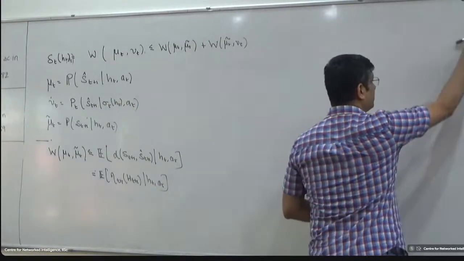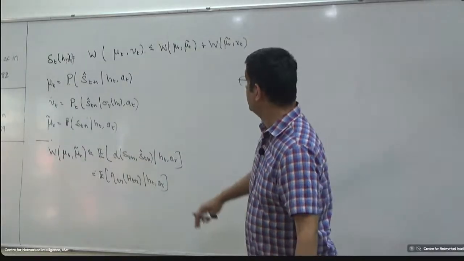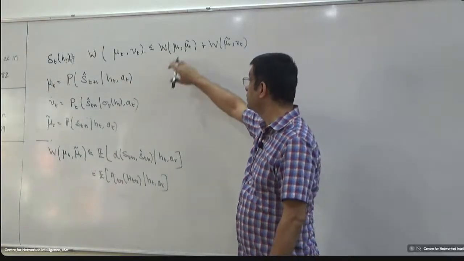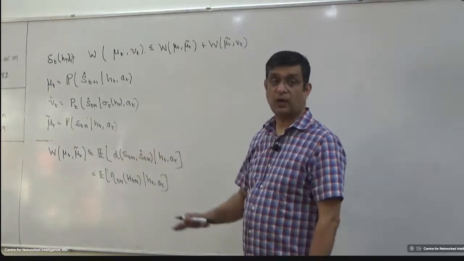Again, I'm not giving the proof of this. The proof is straightforward, but it relies on the primal definition of Wasserstein distance, which I have not given. So if you have seen how Wasserstein distance is derived in the primal setting, this is a one-line remark.